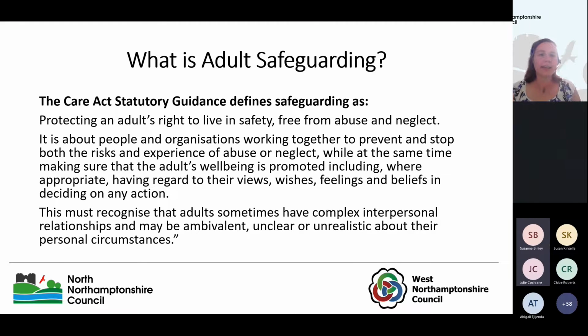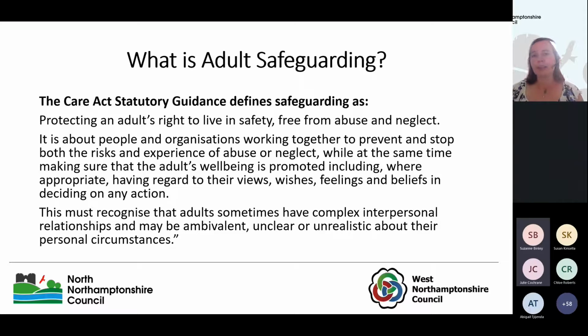So what we've got in the Care Act, the statutory guidance defines safeguarding as protecting an adult's right to live in safety, free from abuse and neglect. It is about people and organisations working together to prevent and stop both the risks and experience of abuse or neglect, while at the same time making sure that the adult's well-being is promoted, including where appropriate having regard to their views, wishes, feelings and beliefs in deciding on any action. This must recognise that adults sometimes have complex interpersonal relationships and may be ambivalent, unclear or unrealistic about their personal circumstances.